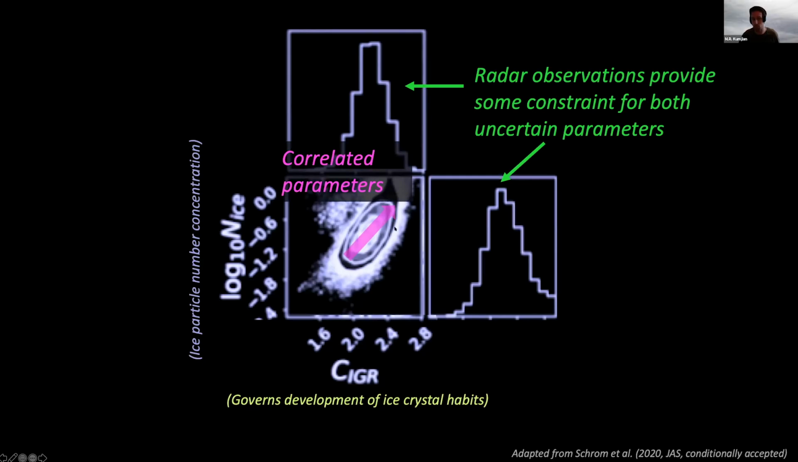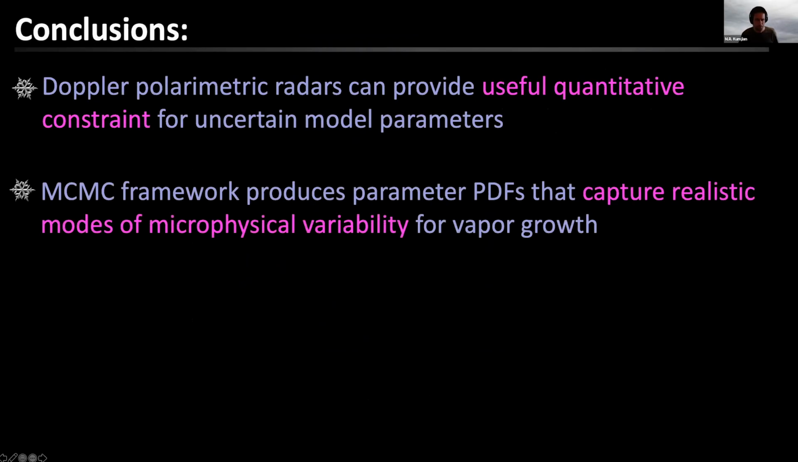Further, we see that there's a correlation between these parameters, which implies that if we make additional measurements that can somehow constrain one, we might actually provide information about the other. So to conclude, since I'm running short on time, we demonstrated that Doppler polarimetric radars can provide useful quantitative constraint for these uncertain model parameters. And the framework does produce parameter PDFs that capture a realistic mode of microphysical variability for vapor growth.